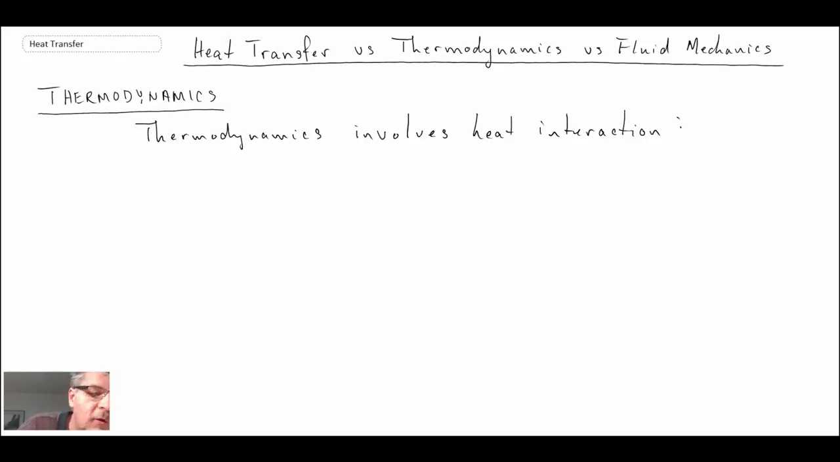So if you've taken a course in thermodynamics, you're fully aware that in thermodynamics, we always talk about heat interaction, work interaction, and the change in the internal state of matter as it goes through transformations from one state to another. But essentially within thermodynamics, we're always dealing with the conservation of energy, and that's the main law that we use when we look at thermodynamics.